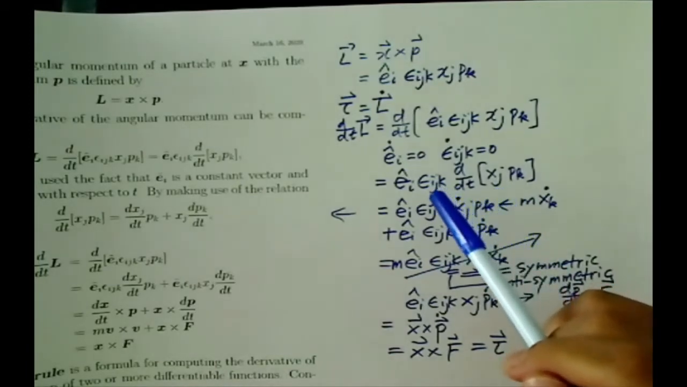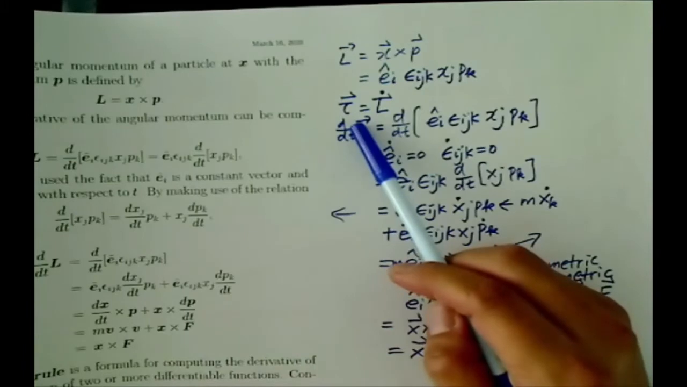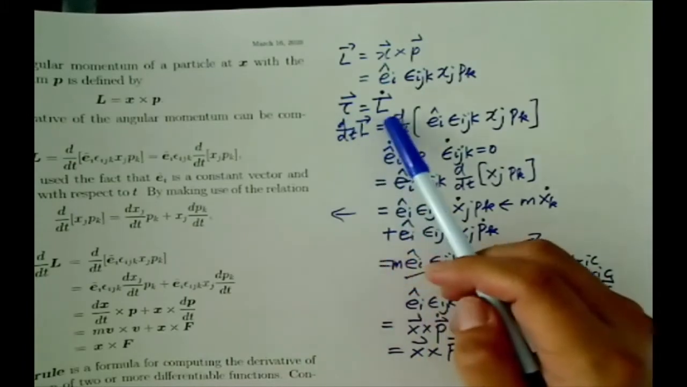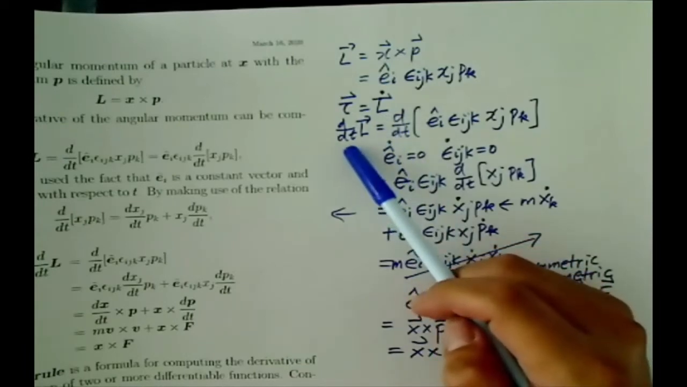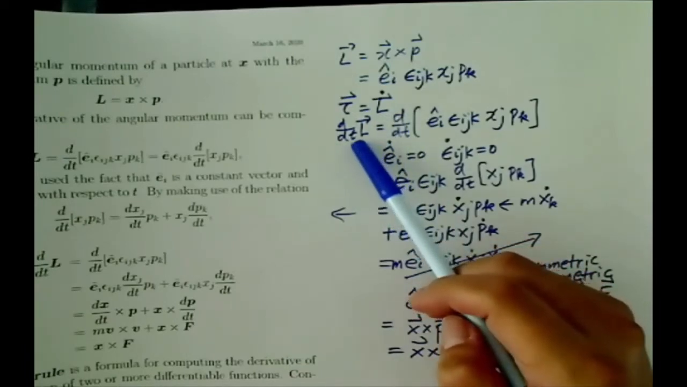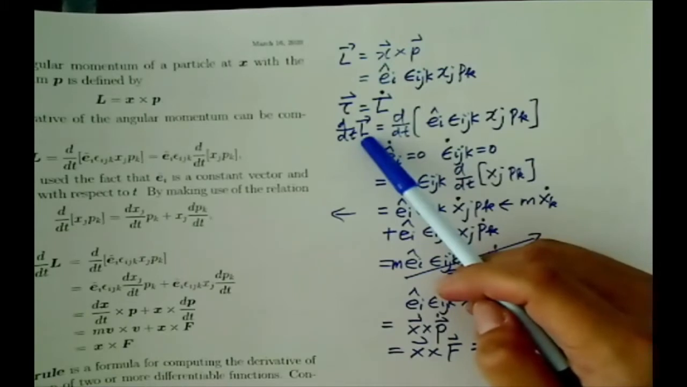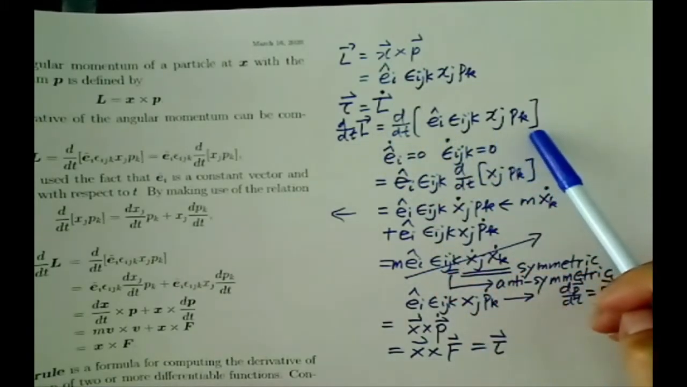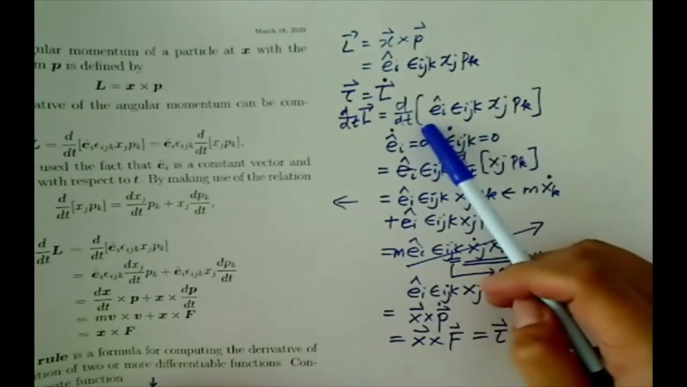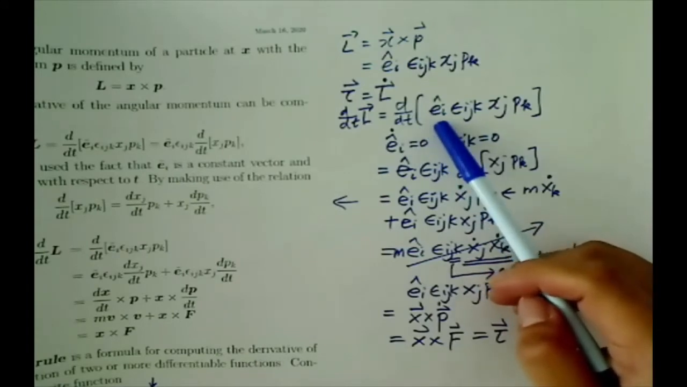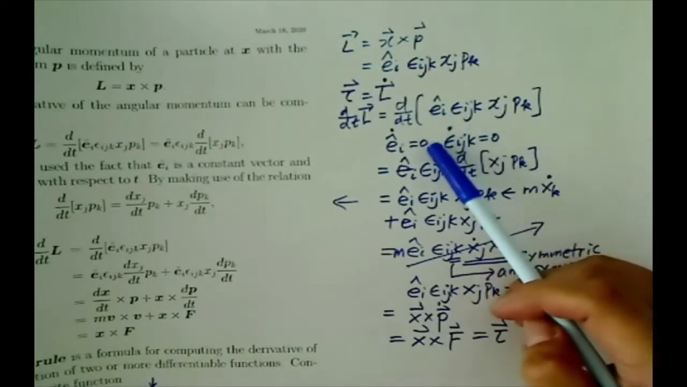The rotational version of Newton's second law is this equation. Torque is the total time derivative of orbital angular momentum. So let us compute the total time derivative of orbital angular momentum. If we substitute this expression into the orbital angular momentum, we notice that the Cartesian basis vectors are constant vectors. So if I take the time derivative of that unit vector, it vanishes.